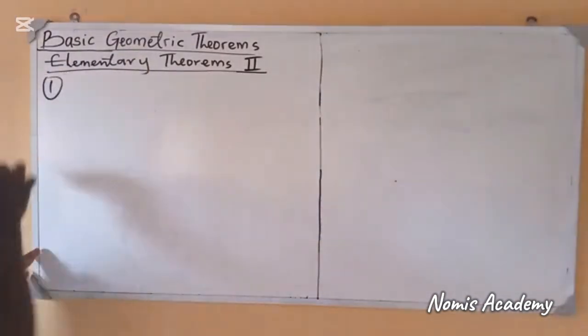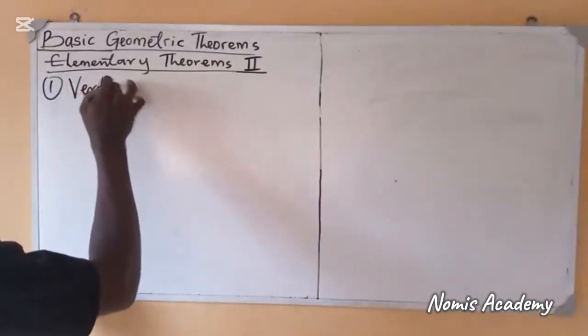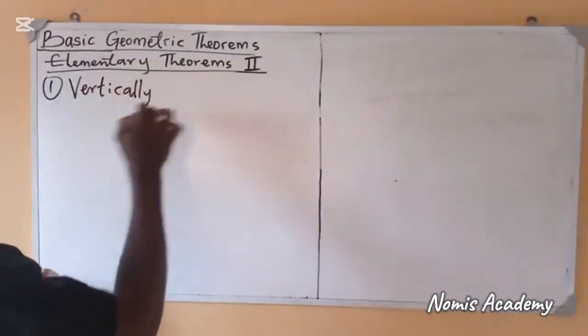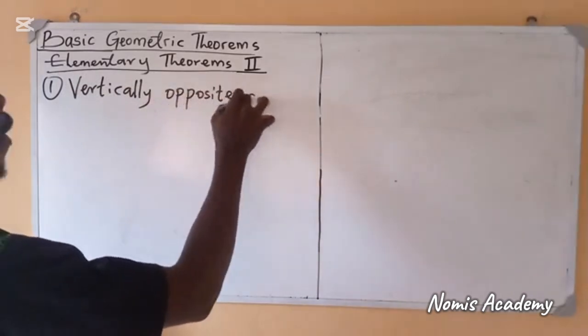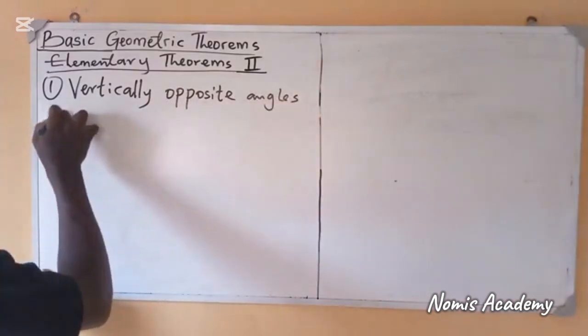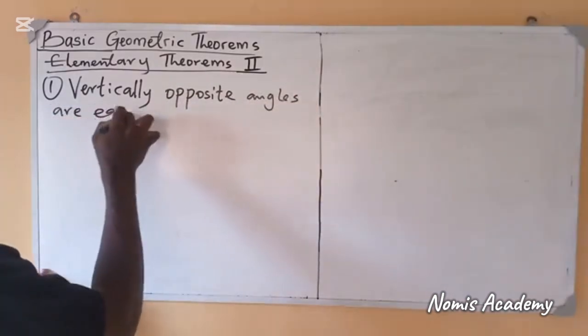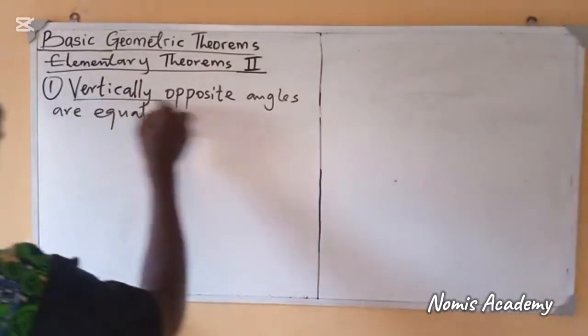We're going to pick the first one in this video, which is vertically opposite angles are equal. Okay, vertically opposite angles are equal.